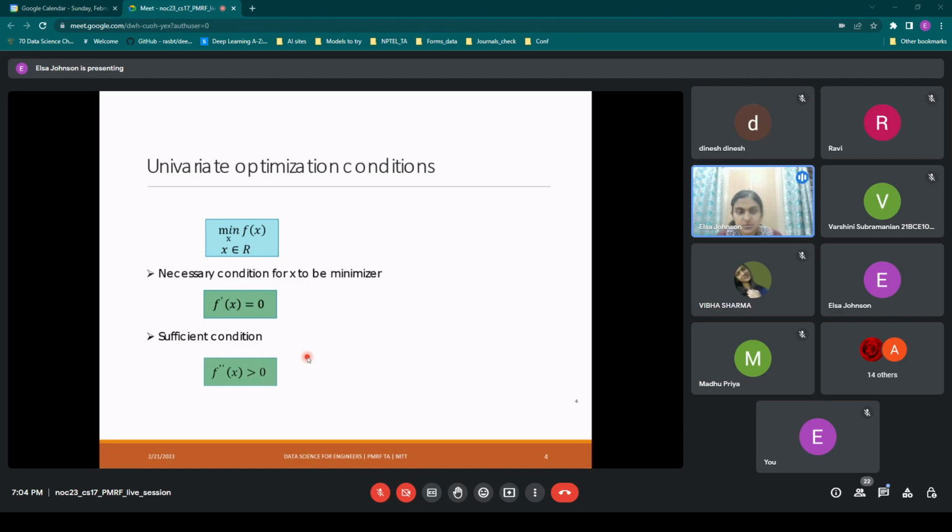If it is to be a maximizer, then the first derivative f dash of x equals 0, and the sufficient condition should be that f double dash of x is less than 0. That is the difference between a minimizer and a maximizer.